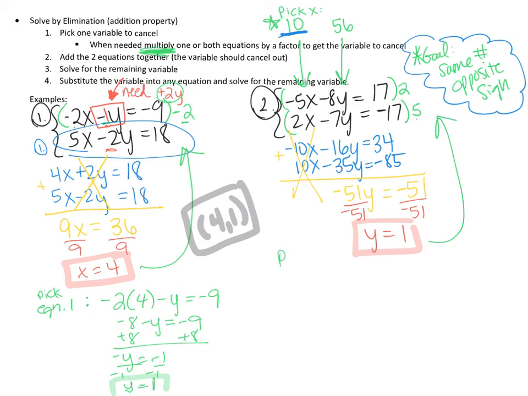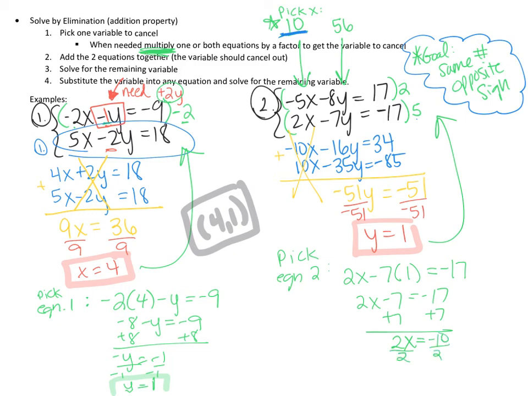So let's say this time that we want to pick equation 2, just only because we picked equation 1 last time. So I'm going to go back up and I'm going to say 2x minus 7 times 1 equals negative 17. And I'm going to solve this now. So I have 2x minus 7 equals negative 17. I'm going to add that 7. So I get 2x equals negative 10. So x is going to equal negative 5.